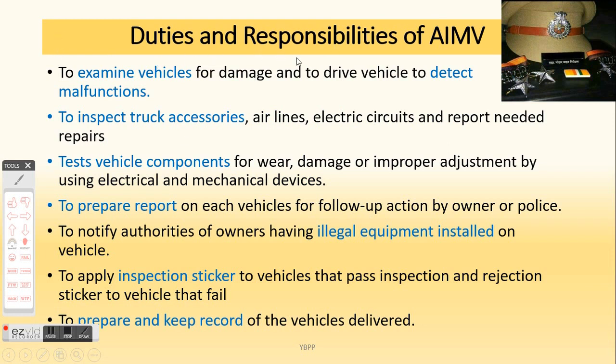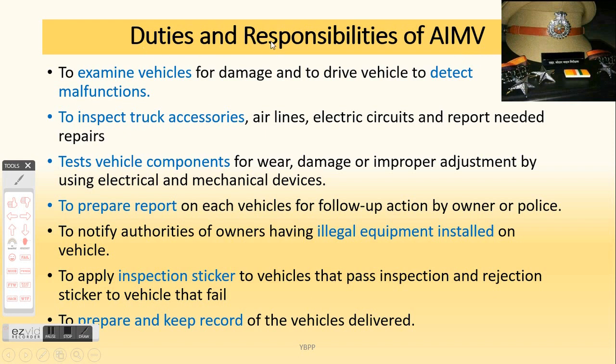Next are the duties and responsibilities of the Assistant Motor Vehicle Inspector, also known as AMVI. This post is also very important in the RTO department. So we'll see the duties and responsibilities of the AMVI.